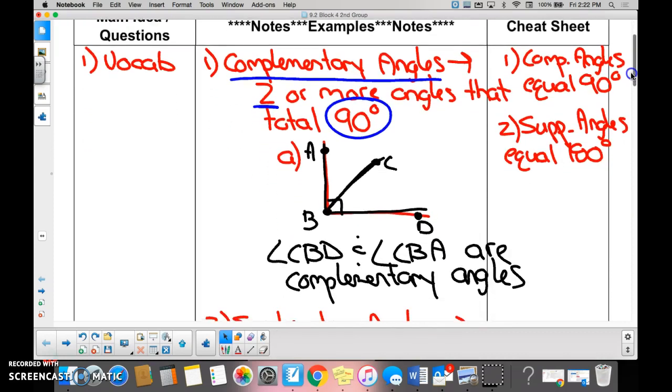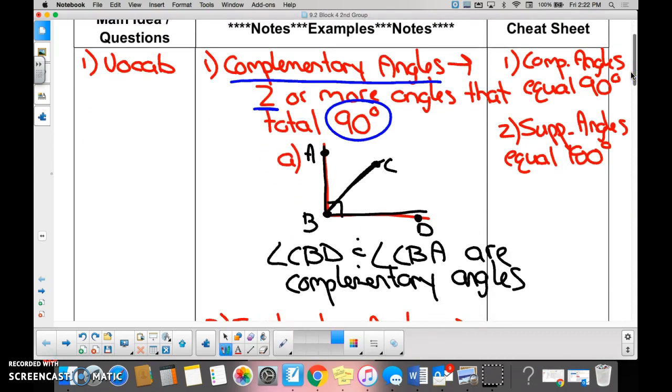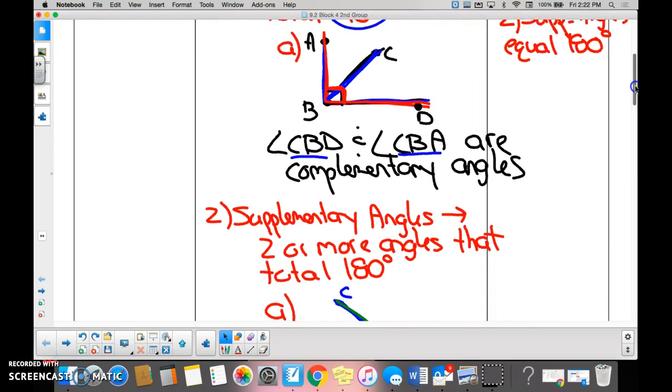So when we look at our example here, you guys learned about naming angles? Angle CBD is this angle right here, yes or no? Yes. And angle CBA would be this angle right there, yes or no? Yes. And we know that those two angles together total 90 degrees because this big angle, angle ABD, is 90, because of the square in the corner, okay? Cool. All right.